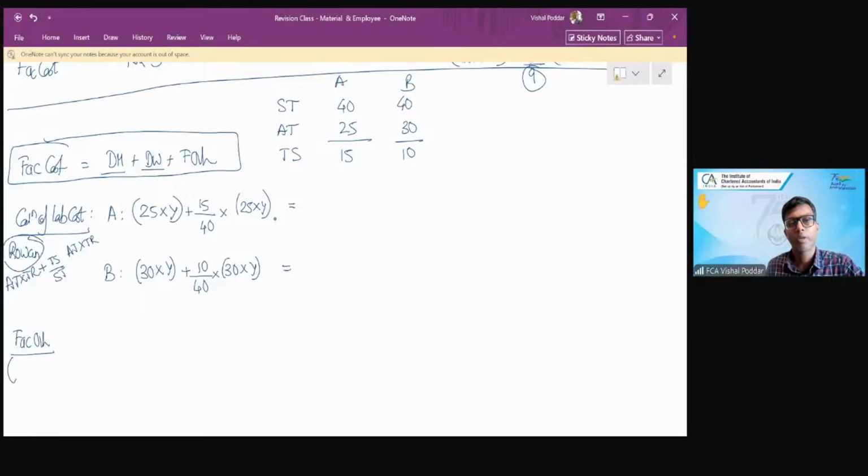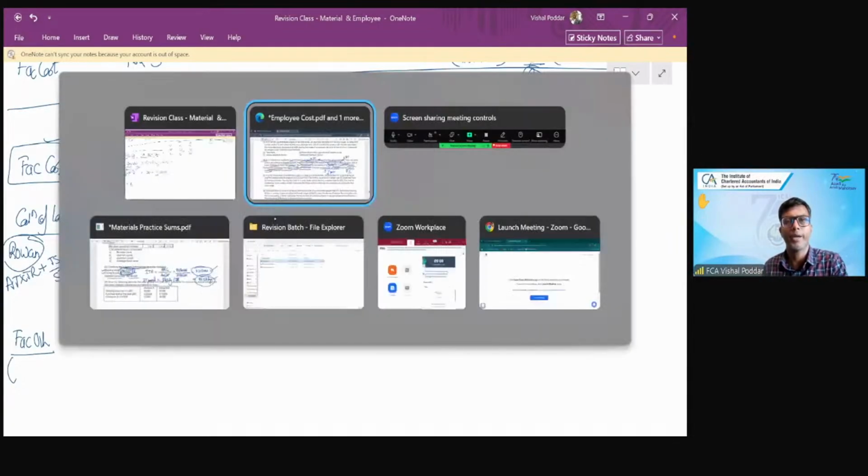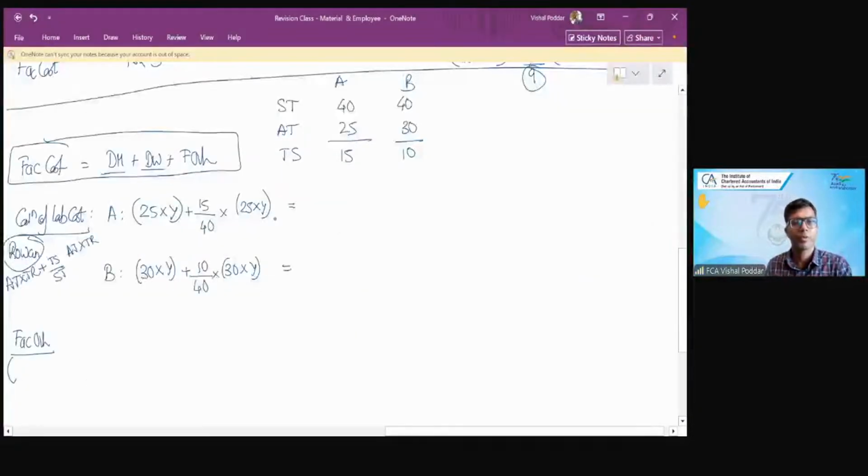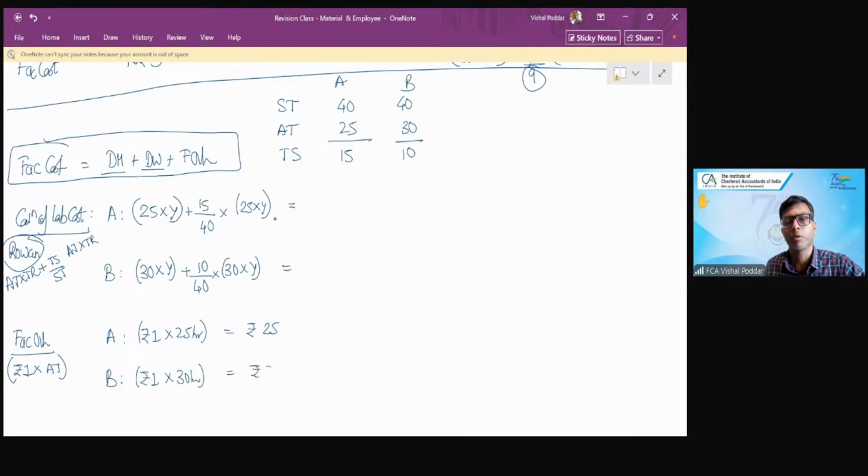How will factory overheads be computed? It is given as rupee 1 per man hour. So it will be rupee 1 into actual time for A or B. So it is rupee 1 into 25 hours, so it will be rupees 25. For B, it will be rupee 1 into 30 hours. It will be rupees 30.